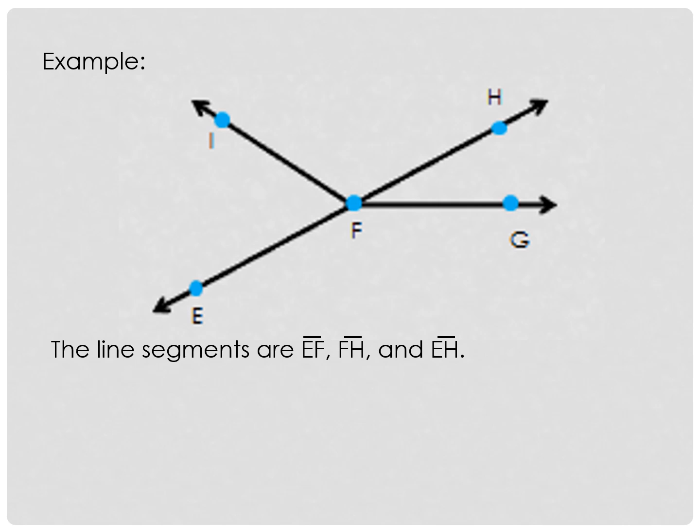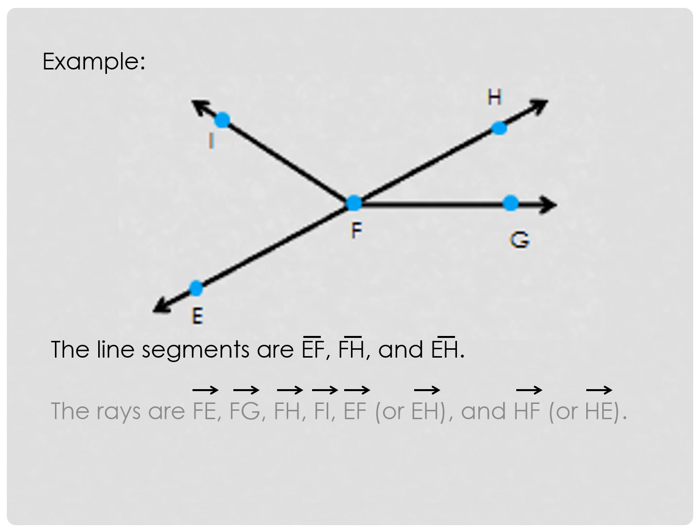Now, how about the rays? There are 6 of them. Yes. Okay, and so the 6 rays are ray FE, ray FG, ray FH, ray FI, ray EF or ray EH, and lastly, ray HF or ray HE.